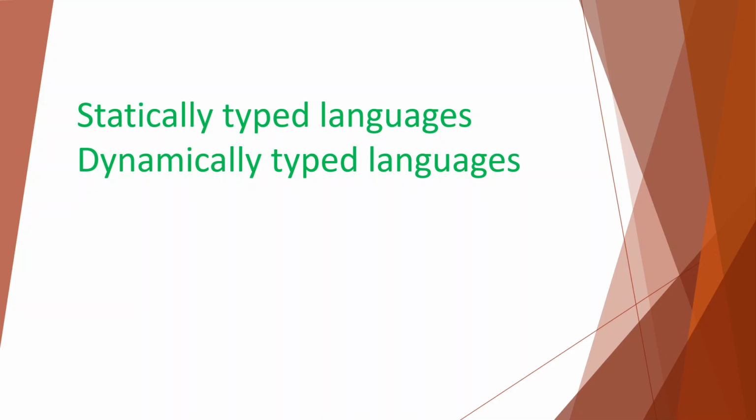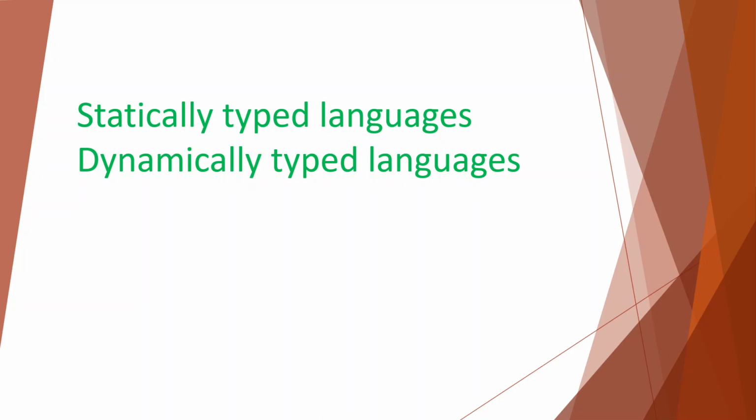Say for example, in your Java program, we write a variable x. While you are declaring that variable x, you have to strictly mention the type of that variable, whether it accepts numbers, characters, strings, or any fractional numbers. So at the declaration itself, you have to mention its type. That is called statically typed languages. Examples of statically typed programming languages are C, C++, Java, etc.